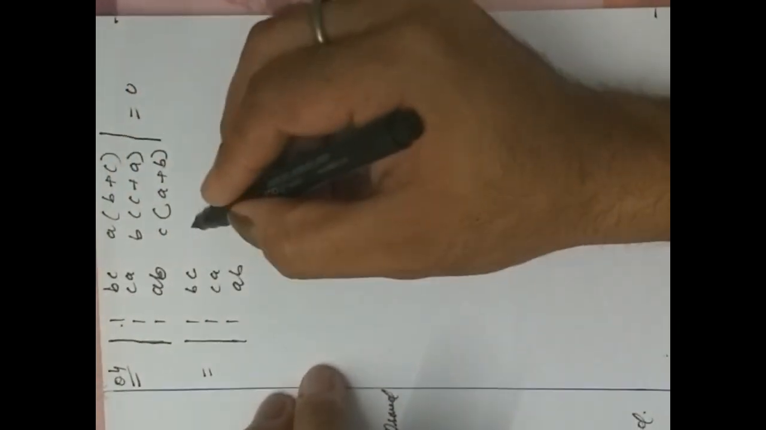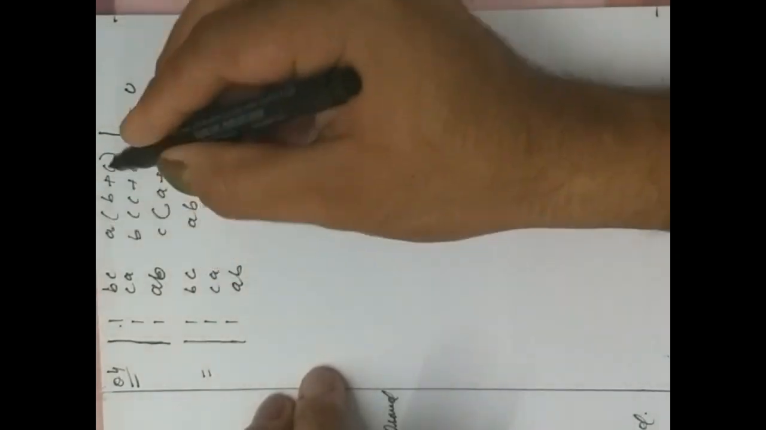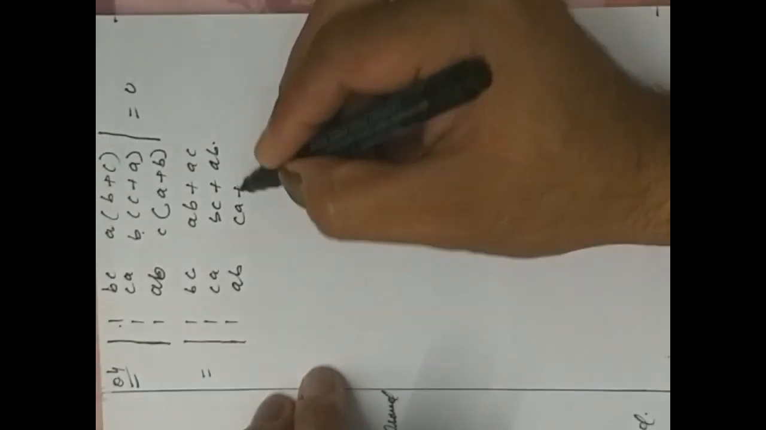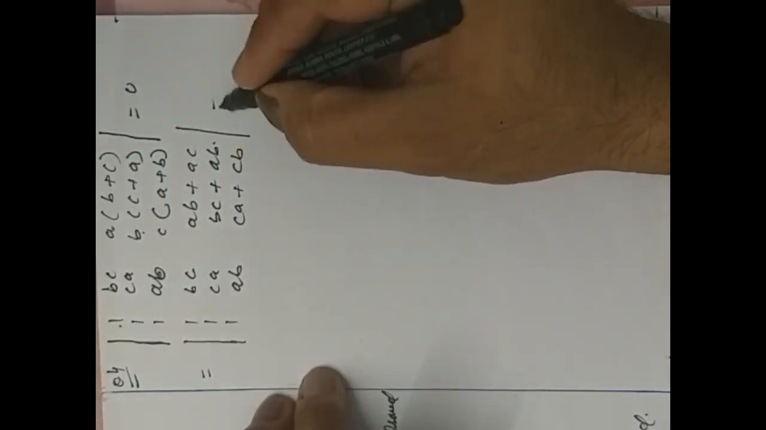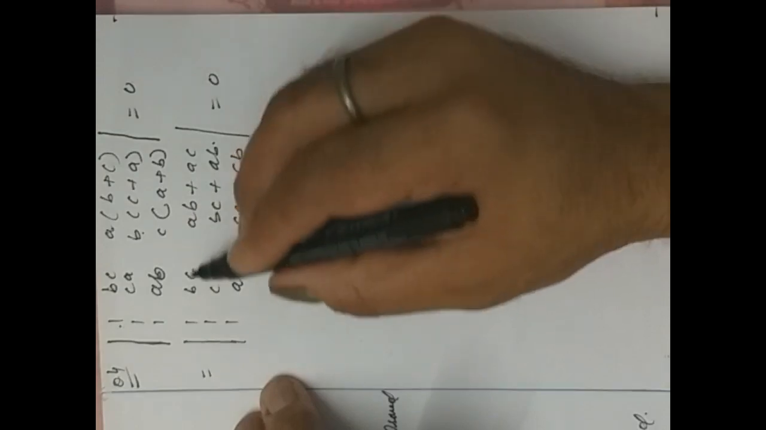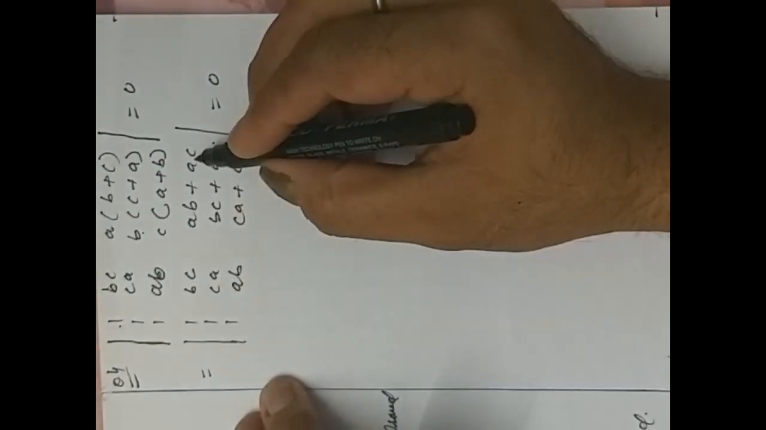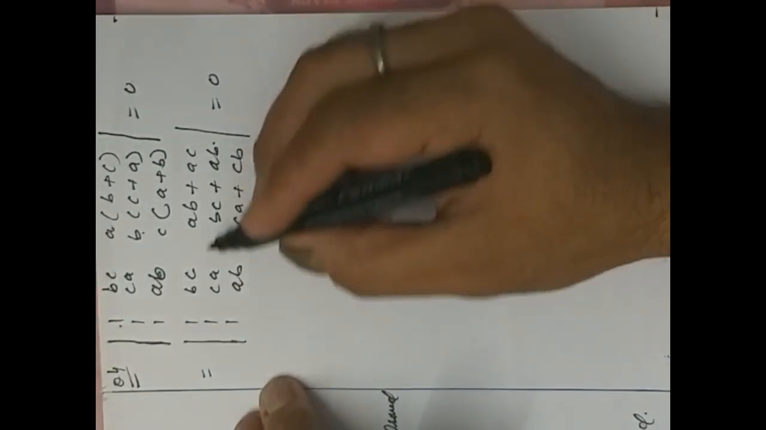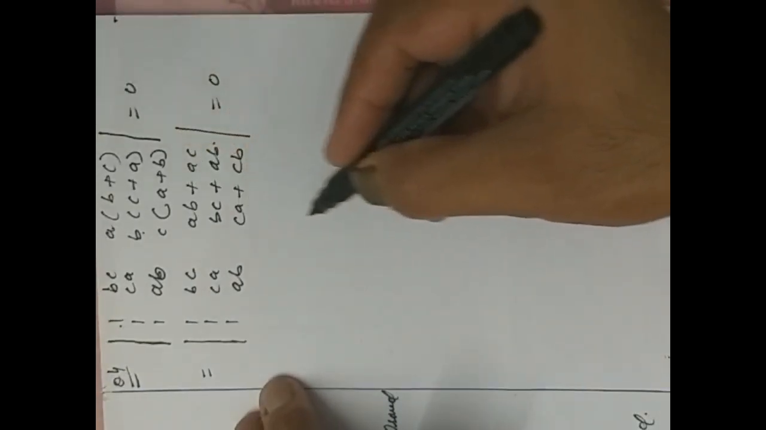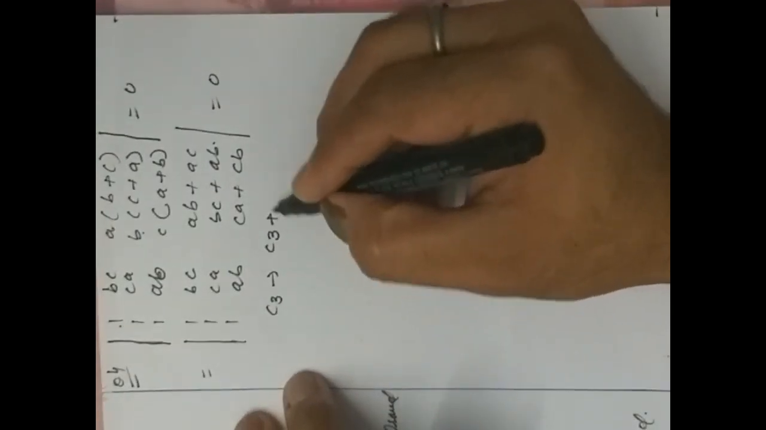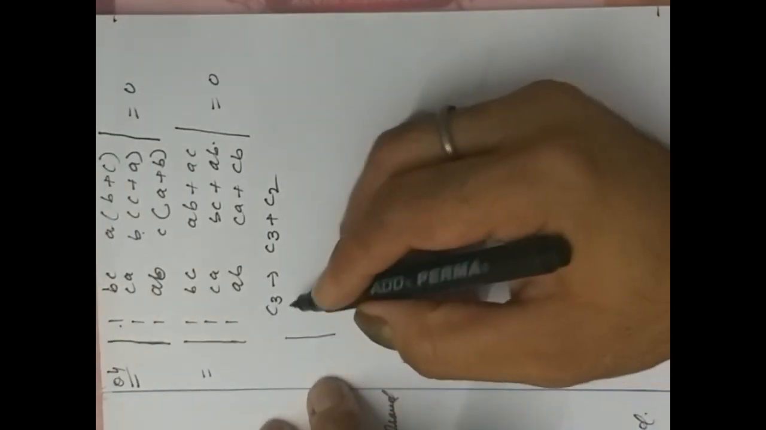We multiply this inside. So what will happen? AB plus AC, BC plus AB, CA plus CB is equal to 0. Now if we add this C2 into C3, then what will happen? AB plus BC plus CA. Here also AB plus BC plus CA, AB plus. So we will have all the elements same in the C3, then that can be taken common.